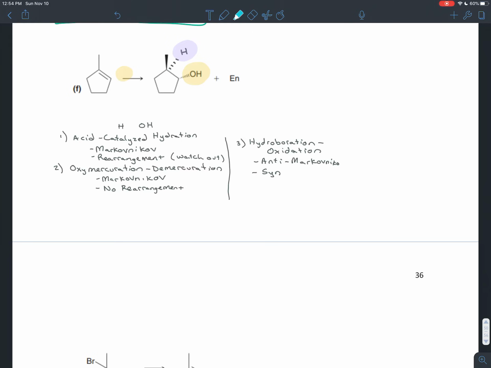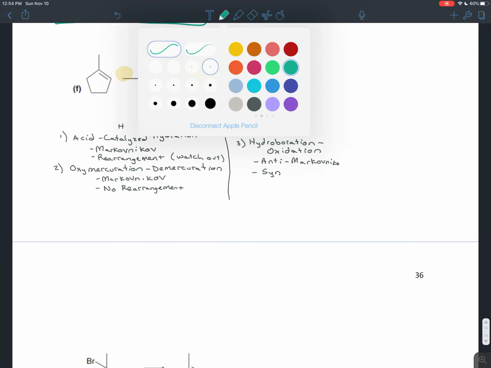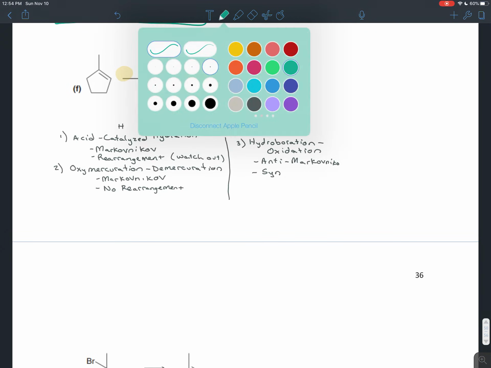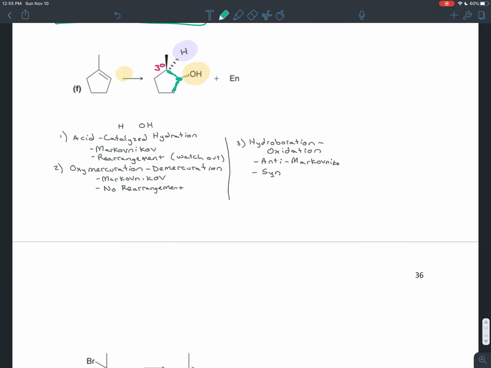So anti-Markovnikov. Well, what type of addition did we have here? Was it Markovnikov or anti-Markovnikov? Markovnikov addition means the hydrogen goes to the less substituted carbon. Anti-Markovnikov addition means hydrogen goes to the more substituted carbon. So the carbon that has the hydrogen on is bound to 1, 2, 3 other carbons. That is tertiary. The carbon that has the OH on it is bonded to 1, 2 other carbons. That is secondary. The hydrogen went to the more substituted carbon. That is anti-Markovnikov, and so you'll want to do hydroboration oxidation.